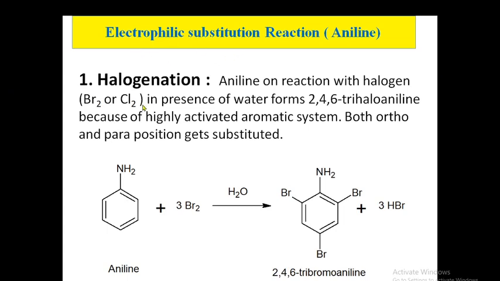First reaction, we are going to say it's a halogenation reaction. So aniline on reaction with halogens like bromine or chlorine in presence of water forms 2,4,6 tribromoaniline because both the ortho and para positions are activated, and hence you are getting this 2,4,6 tribromoaniline as a product.